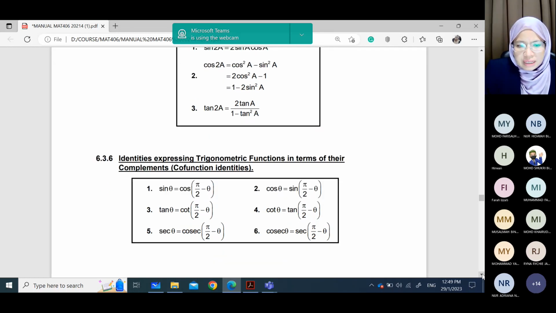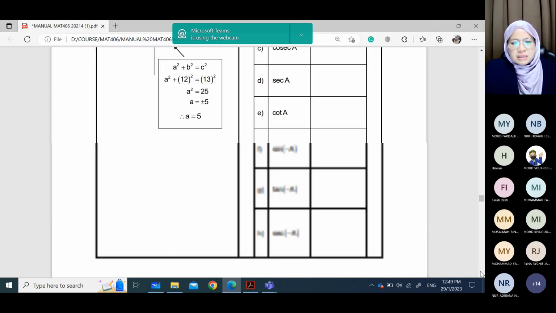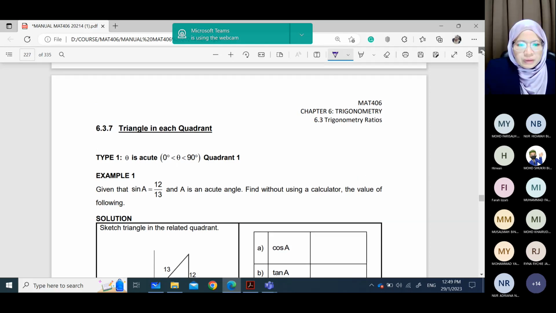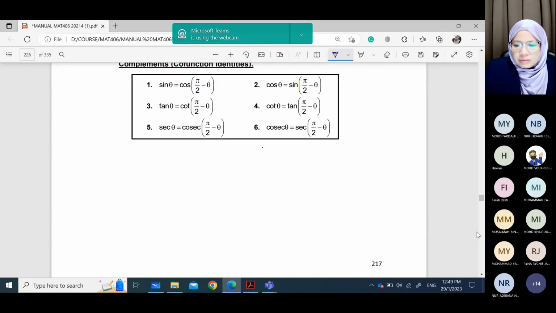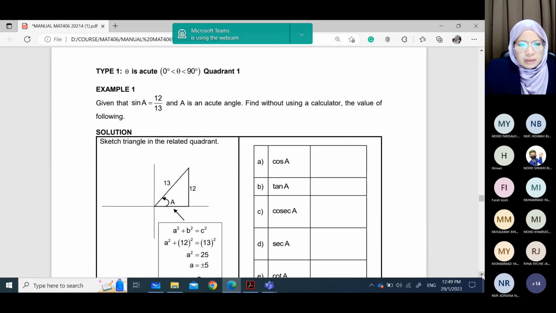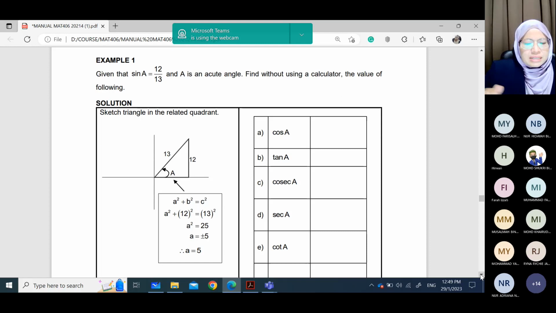Ini pun sama. This one is the identities expressing trigonometric function in terms of their complements. Alright. Okay, so ini adalah acute. Daripada 0 ke 90 darjah, dia ada acute. Acute tu maksudnya sudut yang kita panggil nama tirus. Sudut tirus.